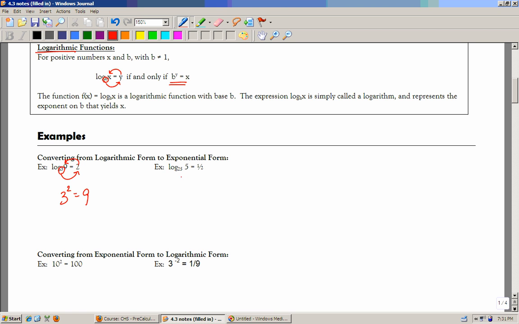Looking at log base 25 of 5 equals 1/2. 25 is still the base. It's raised to the power of 1/2, and that's equal to what you're evaluating the log at, which is 5.